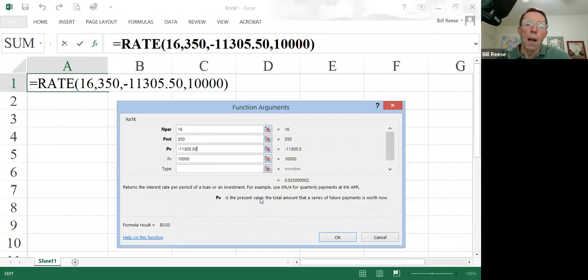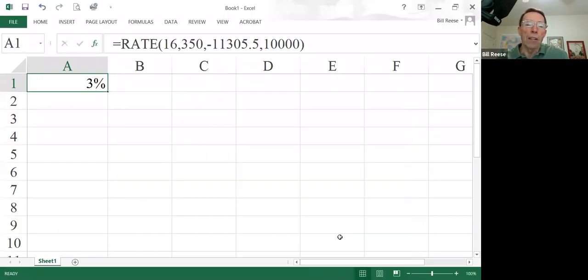Okay, so you've contacted a bond dealer, and the bond dealer tells you that, hey, that's what the value of your bond is, or you've just bought the bond for $11,305.50, and the bond has 16 semi-annual periods left, where you're getting $350 each of those, and then it's going to be paying you $10,000 at that point in time. So we click on OK, and the answer that Excel gives us is 3%.